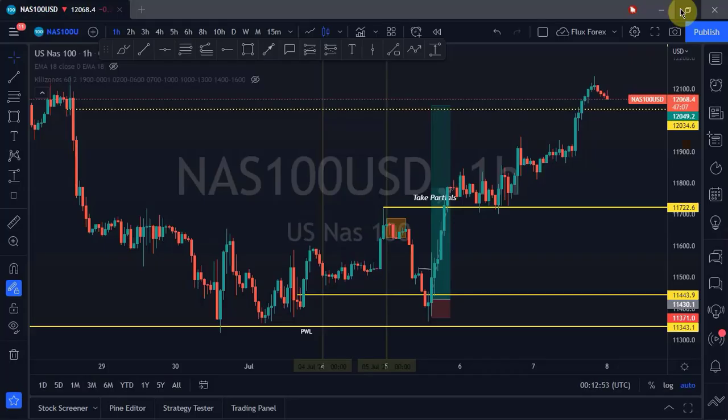I hope you have really learned a lot today. More educational content like this is going to come, and whatever I've outlined here, I'm going to go deeper into. This is just an overview of how I took the trade on Nasdaq. As time goes by, I'm going to share more insight on this.